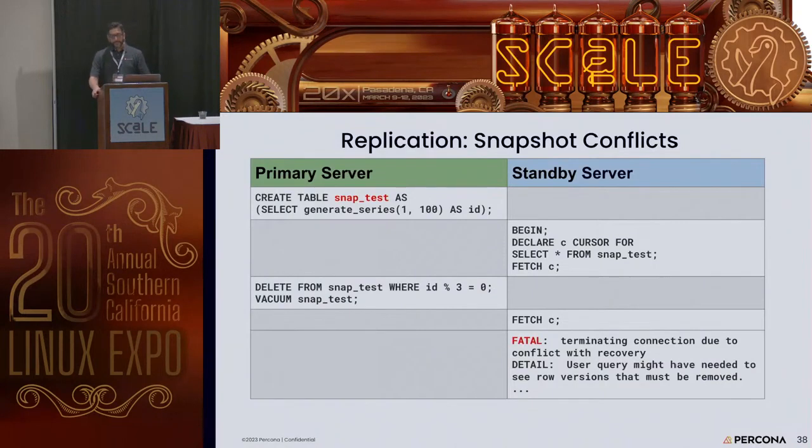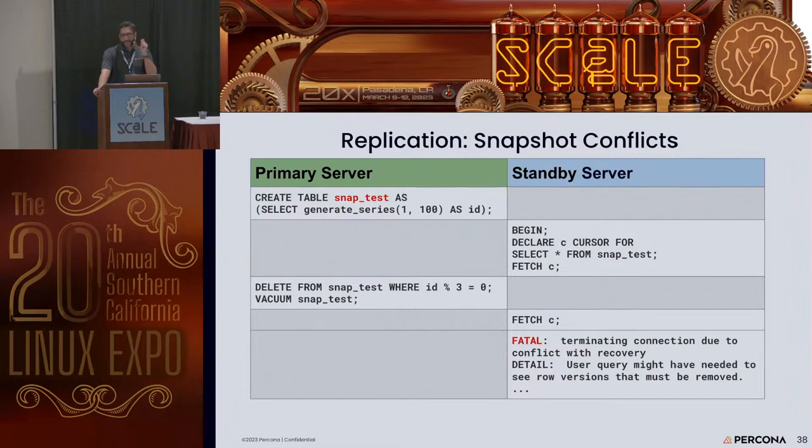Looking at a snapshot conflict, a slightly different mechanism to generate this. So creating a table, filling it with 100 rows, declaring a cursor, and just start fetching from that cursor. And then you clean up a few rows on the primary, and you run manual vacuum. We're not waiting for the auto vacuum to run.